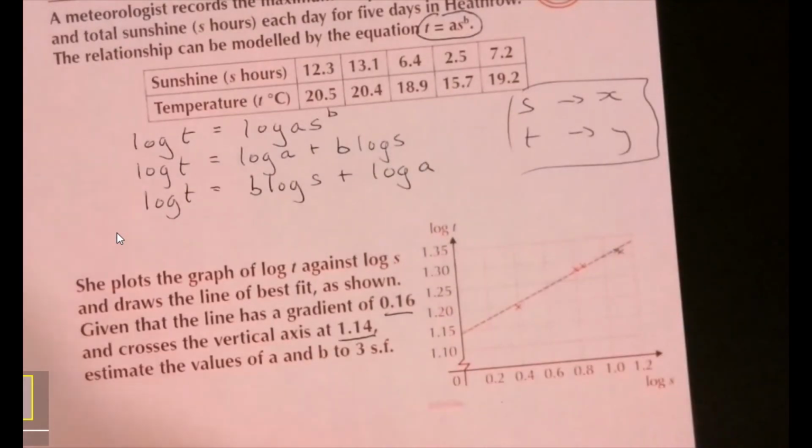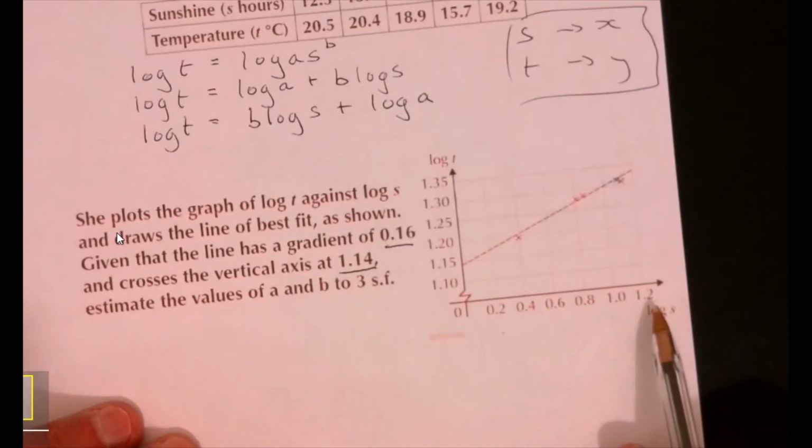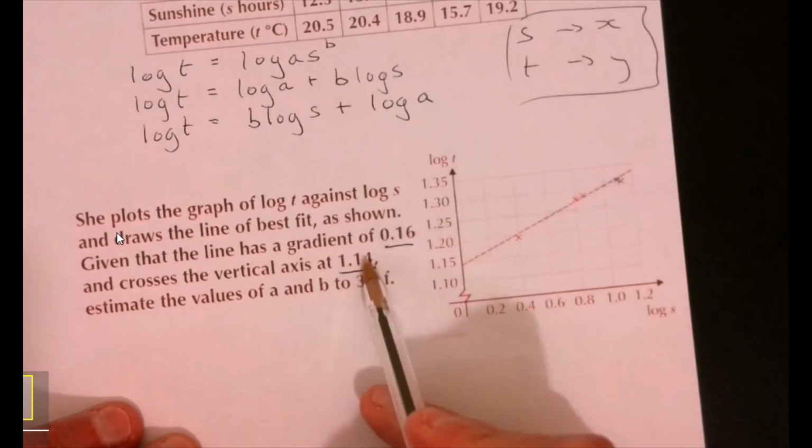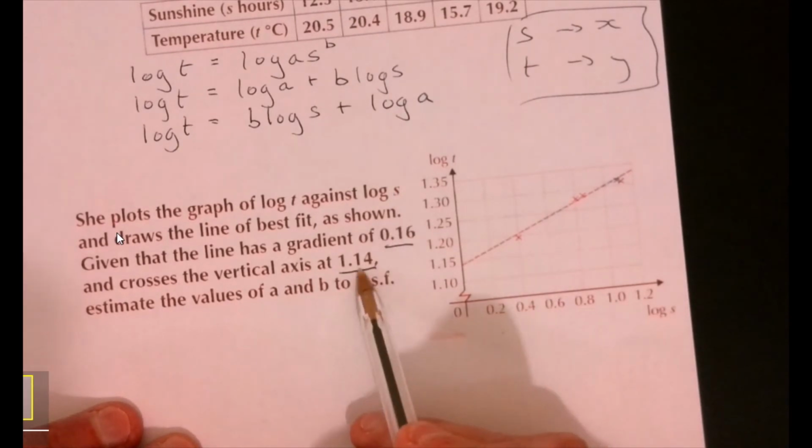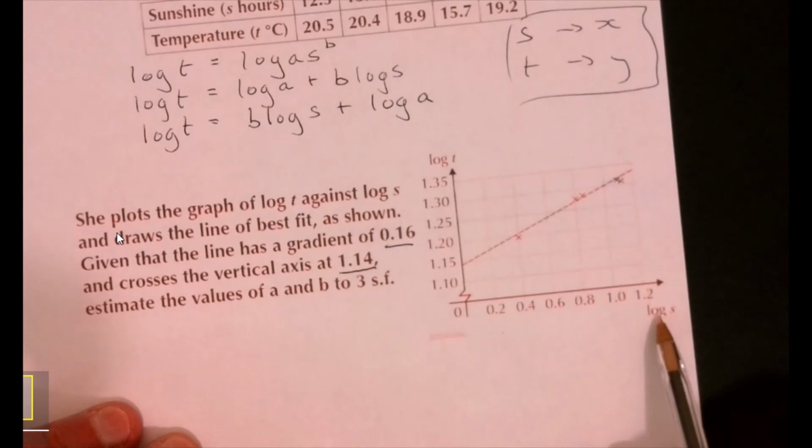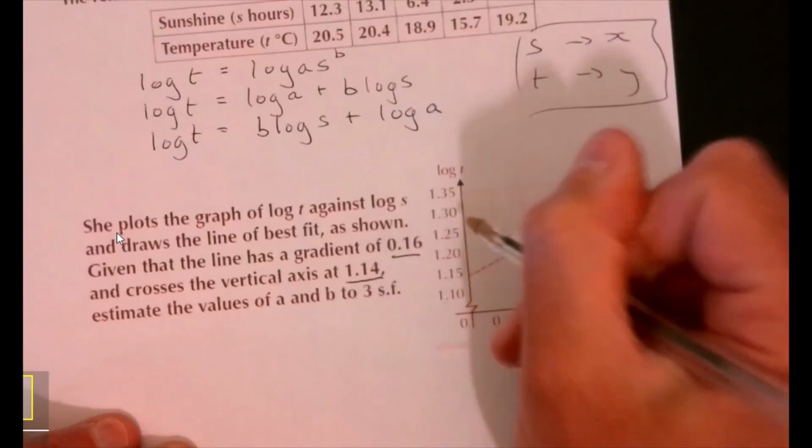All right, and again, we just got to get used to using those letters. It just means you have to think about it a little bit more, but it's basically the same thing. So let's come back here and write, so what does this tell me here? Well, it's log s and log t. So log t is like y, isn't it?